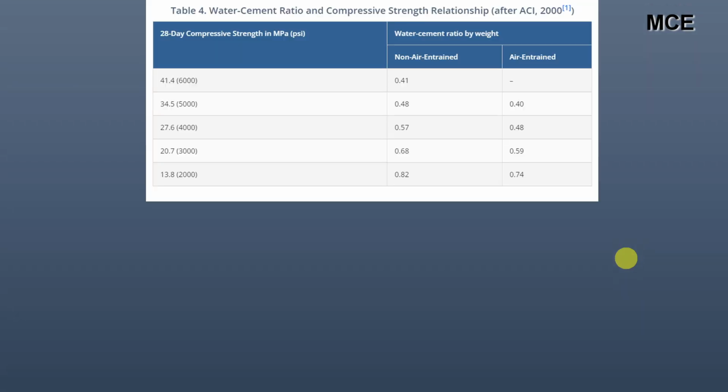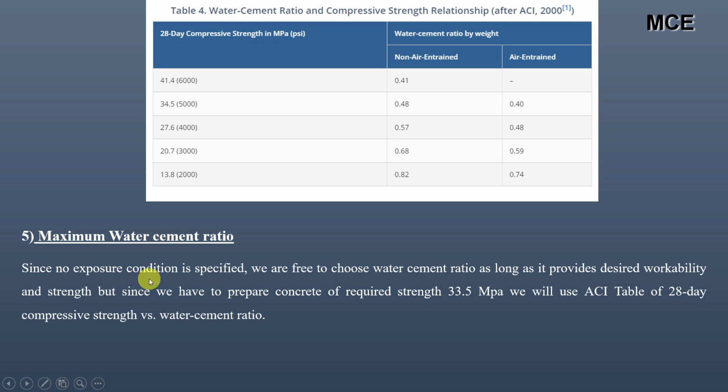After that you have to find the water cement ratio. Since no relationship between compressive strength and water cement ratio has been given in the question, we will use the ACI table to find the water cement ratio. This table gives the water cement ratio versus compressive strength for non-air entrained and air entrained concrete. In our question no exposure condition is specified. It means we are free to choose the water cement ratio as long as it provides the desired workability and strength, but we have to prepare concrete of the required strength, 33.5 megapascal.